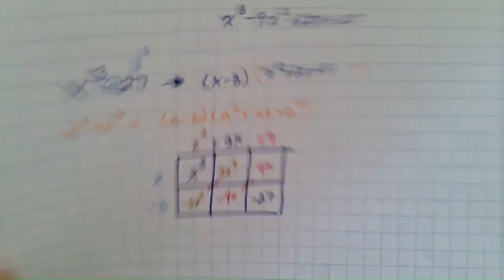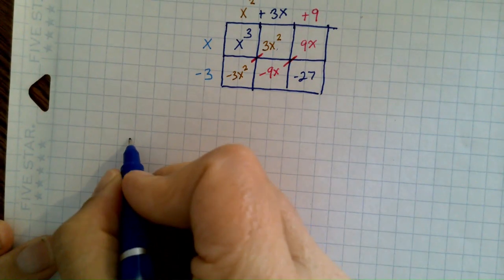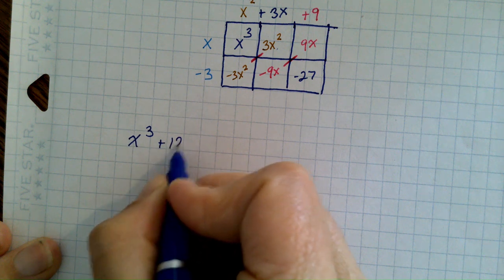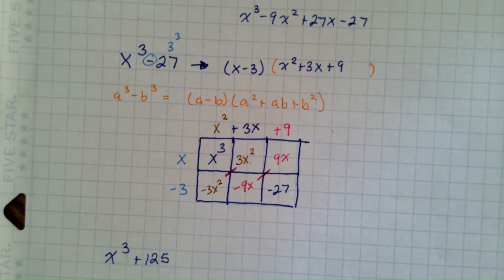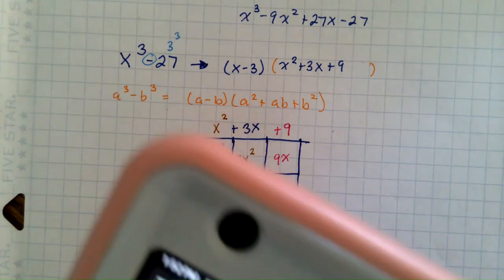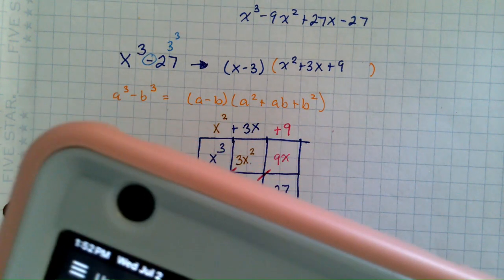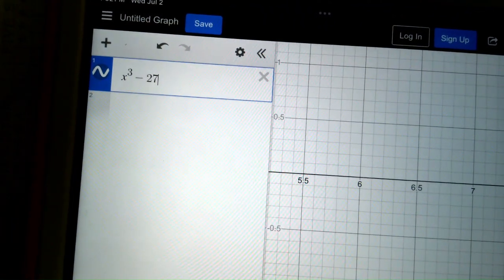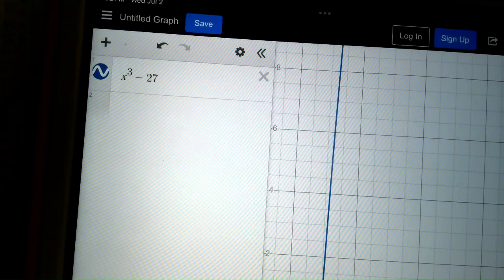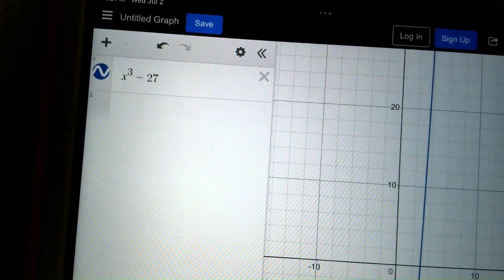Let's try that again. X cubed plus 125. Oh, before I go on, I do want to bring some attention to a couple of things. So if I graph this, it makes this cubic function, but it only crosses at this one spot.